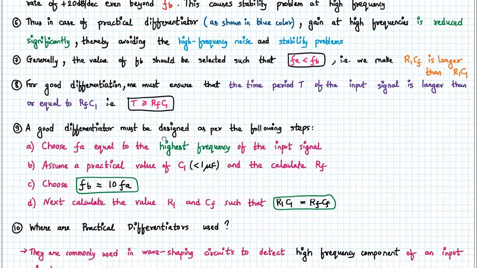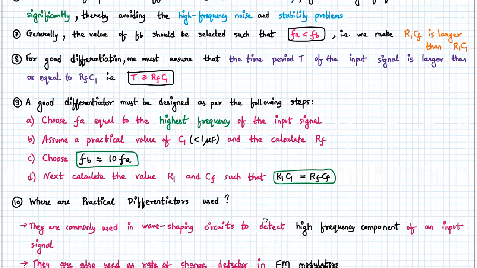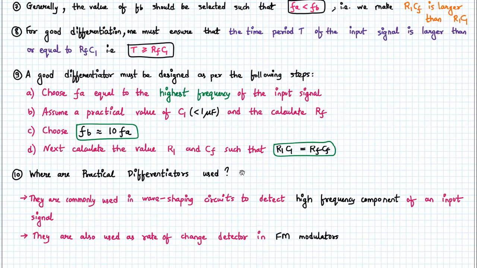Now, point number 9 clarifies the design steps to be followed for building, or designing, a good differentiator circuit. The first step is to choose FA as the highest frequency of the input signal. Next, assume a practical value of C1 that is less than 1 microfarad and calculate the value of RF. Next, choose the value of FB 10 times FA, and then calculate the values of R1 and CF such that R1 C1 is equal to RF CF. You normally follow these steps, and your design of the differentiator will be in the right direction.